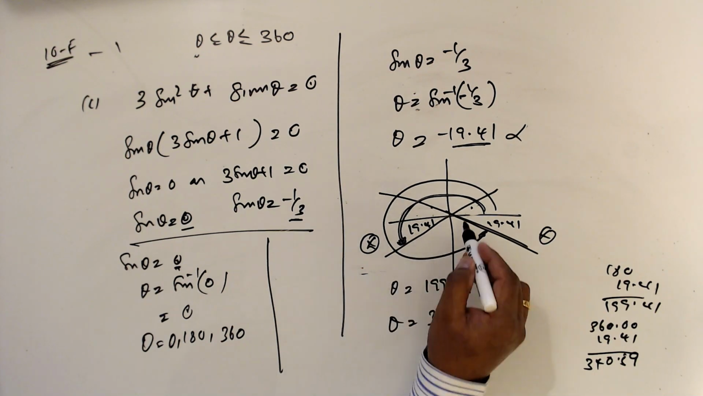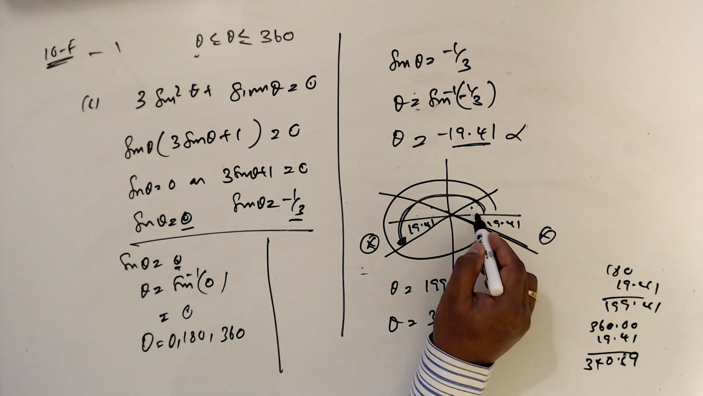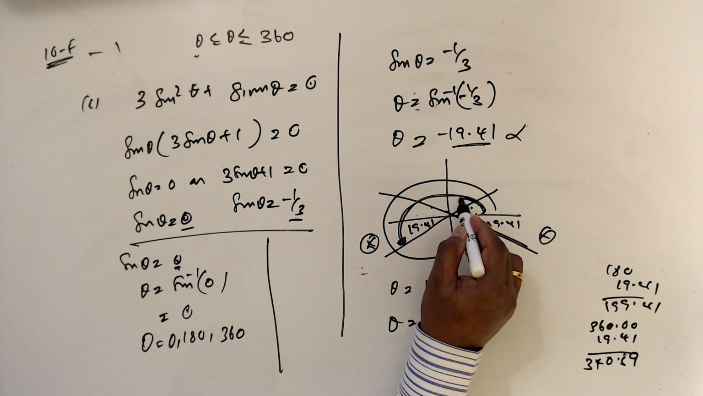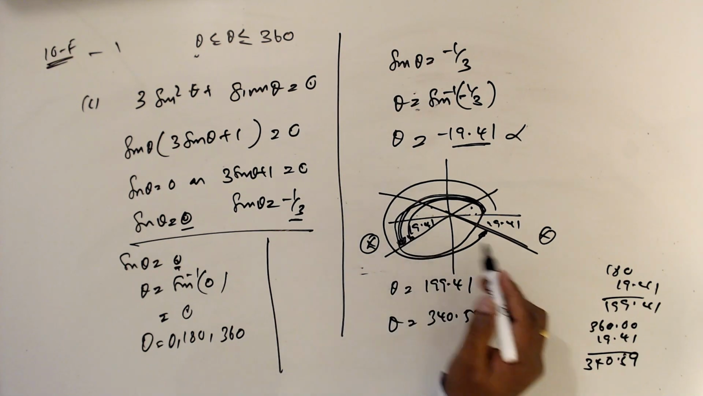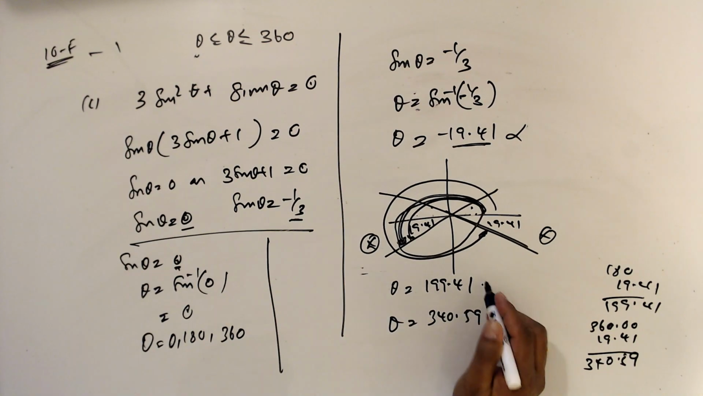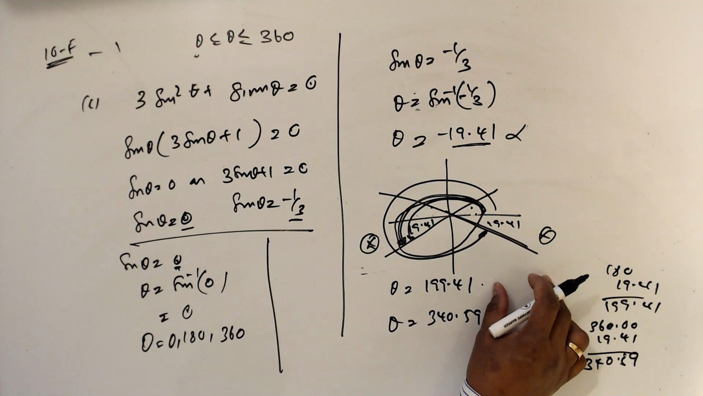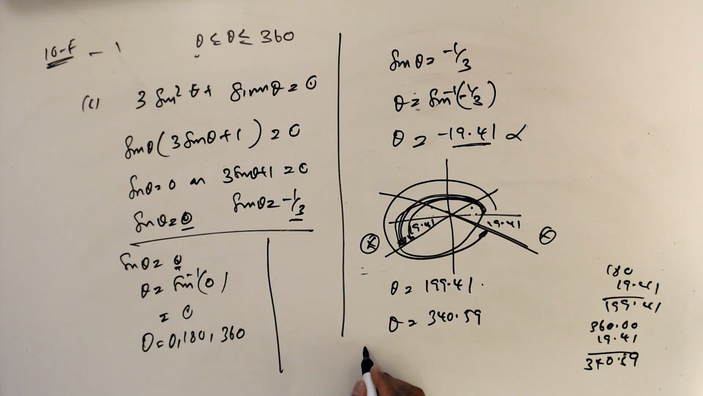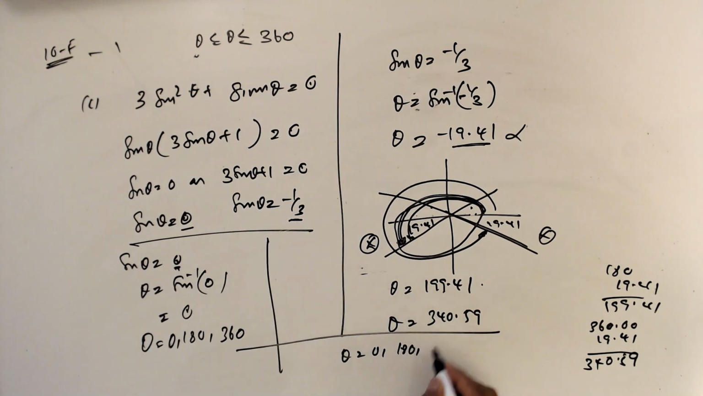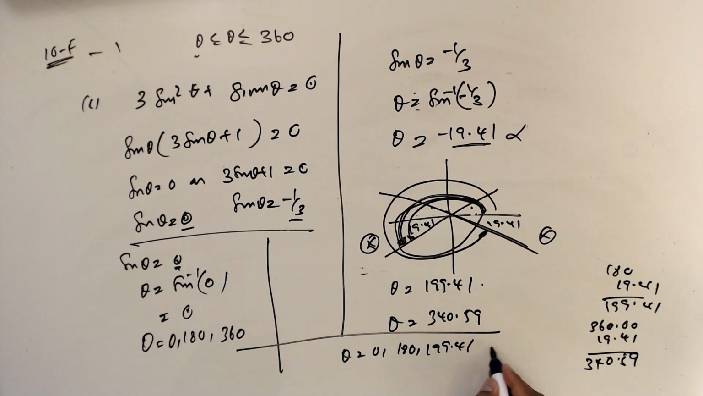Now the first one is this one. To get the second one, we did this one. Now the third one, we are going one more round here and stopping here. It means we need to add 360. When we add 360, it is more than 360, so we can drop it. So those are our angles. The final answer is theta equals 0, 180, then 191.41, and then 340.59, and 360.